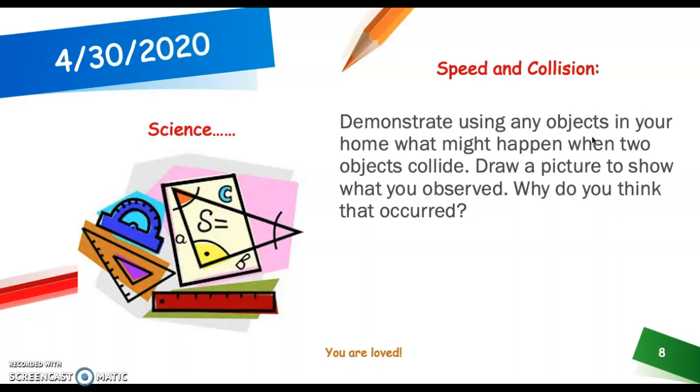All right. So for science, we have our weekly science assignment. So if you did not do your science Monday, Tuesday, or Wednesday, I really need to see it today, okay? And if you did it Monday, Tuesday, or Wednesday, and you want to draw me another picture, I will gladly accept that, all right? So we're going to be focusing on speed and collision. So you're going to demonstrate using any objects in your home what might happen when two objects collide. Draw a picture to show what you observe. Why do you think this occurred?